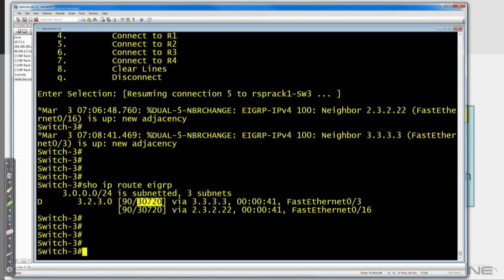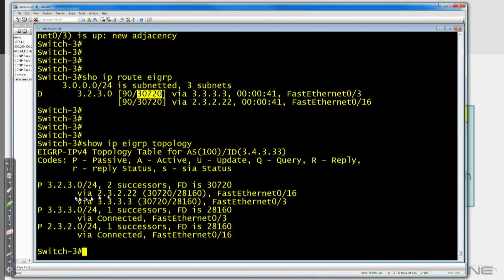One other thing you need to know as far as the CCNA is concerned is how to look at and interpret the EIGRP topology table. And that's just show IP EIGRP topology. So when you see a capital P, that means an entry is passive. That's good. That means this entry is usable. I can forward packets to it. So right here we see 323 and it says 2 successors. Both routers are equally the same.